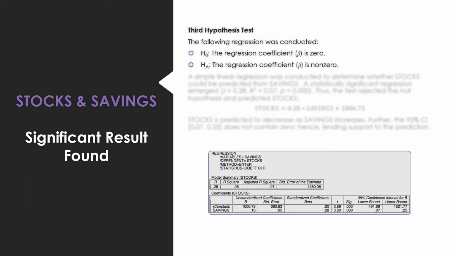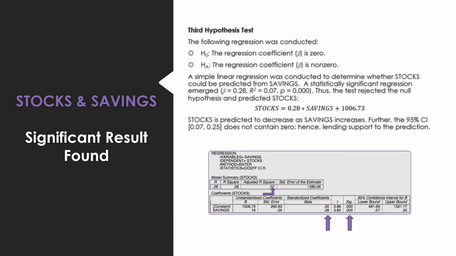From the results, we know that beta equals 0.28, r squared equals 0.07, and the p-value is equal to 0.000. Therefore, we can reject the null hypothesis and predicted stocks, where stocks equals 0.28 times savings plus 1006.73. Stocks is predicted to decrease as savings increases. Further, the 95% confidence interval 0.07 and 0.25 does not contain 0, which lends support to the prediction.